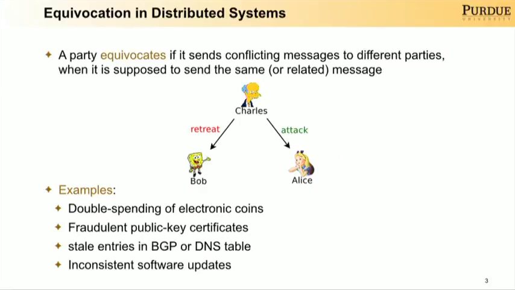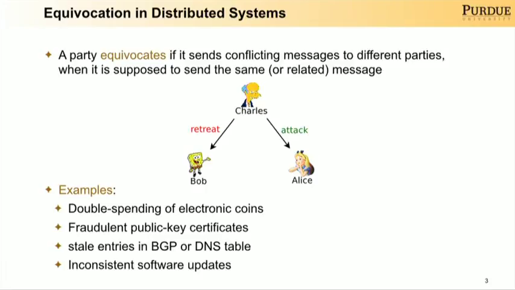So what is equivocation? We say that a party equivocates if it sends conflicting messages to different parties when it is supposed to send the same message or related messages. Let's say you want to send one party value A and another party value A, or maybe some related value like A plus 1, and that value is not sent. That's when we say equivocation has happened.